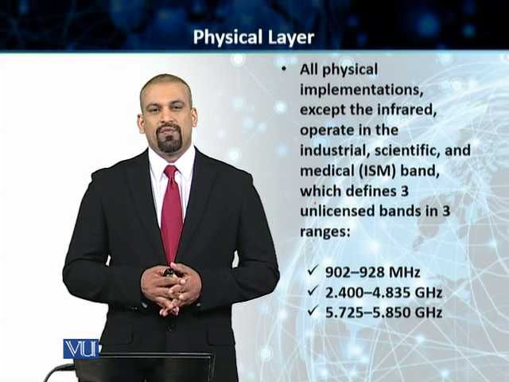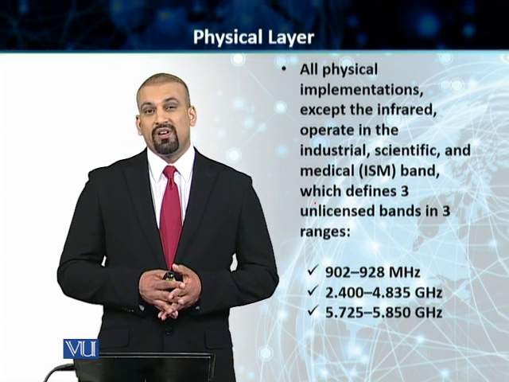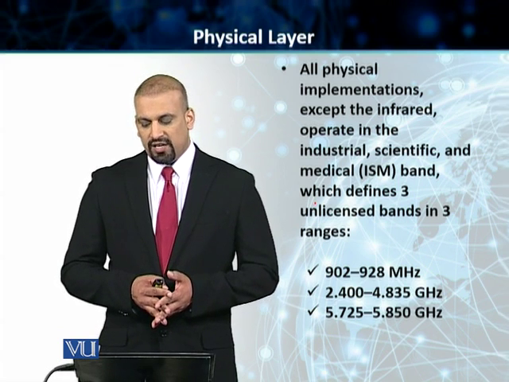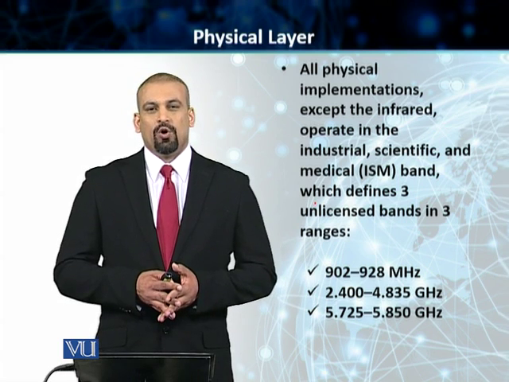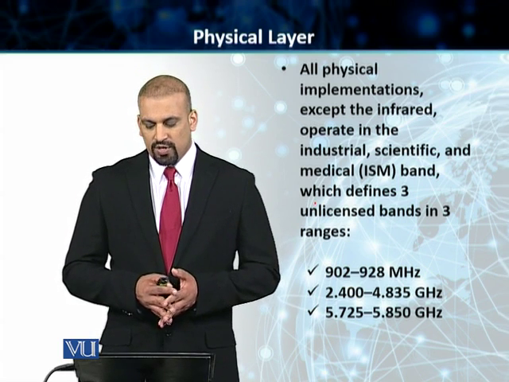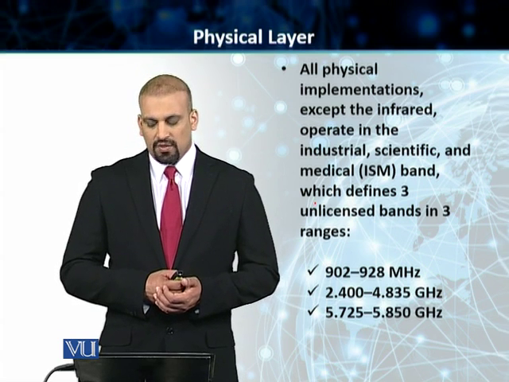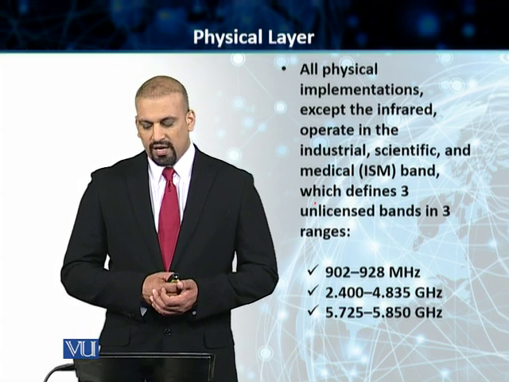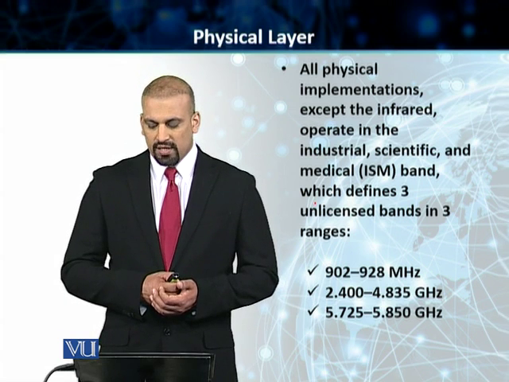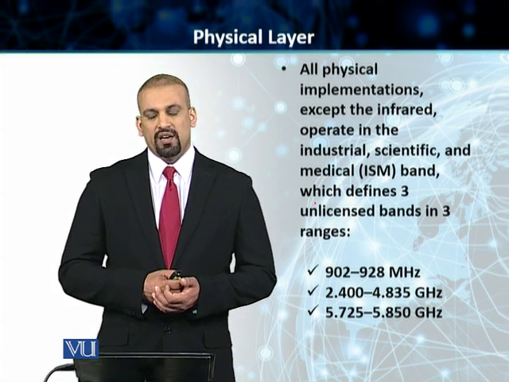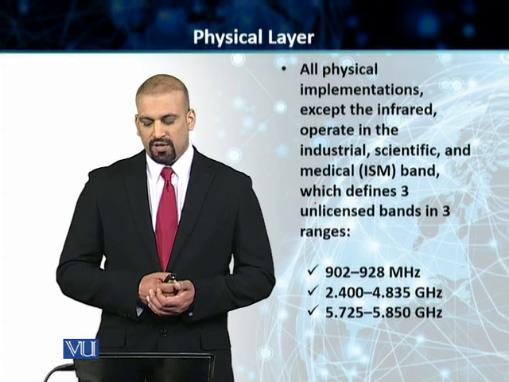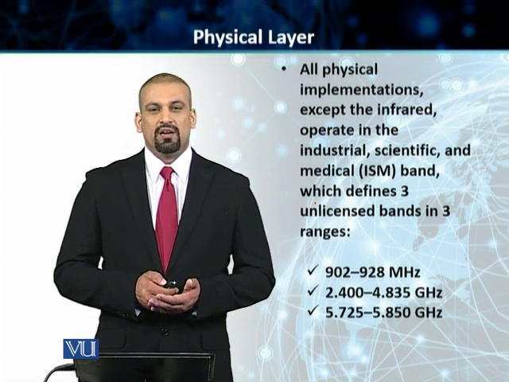we have got for the physical layer, except the infrared, they fall under the industrial, scientific, and medical, or the ISM band. And students, it uses 3 unlicensed bands in 3 ranges. The first one is 902 to 928 megahertz. The second one is 2.4 to 4.8 gigahertz. And the last one is 5.7 to 5.8 gigahertz.